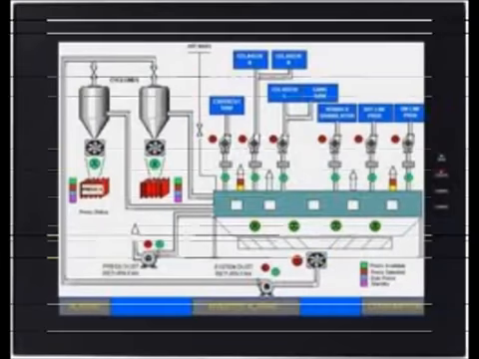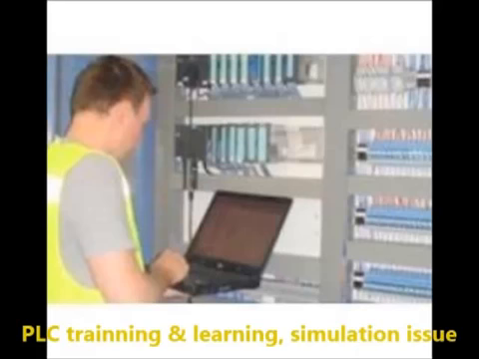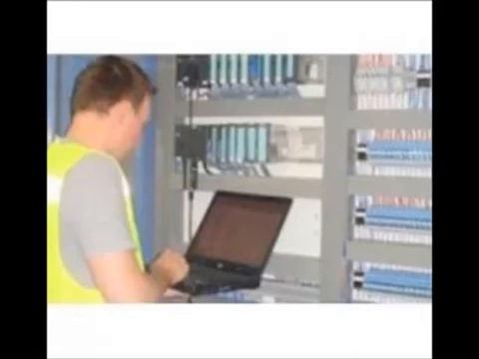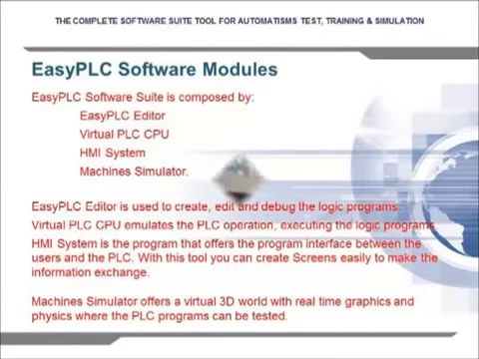A big problem for learning or for simulation automation is the need for a PLC with electromechanical systems to automate, as well as all electrical wiring, sensors, motors, etc., with the risk to damage the devices due to programming errors. EasyPLC solves these problems because it provides a complete virtual system for teaching, learning or simulating any type of automatism as if it were a real PLC.